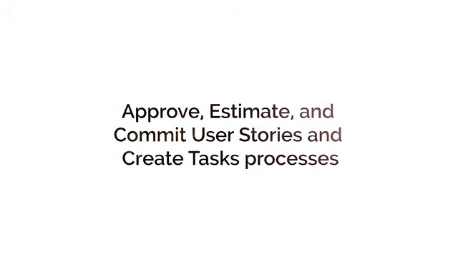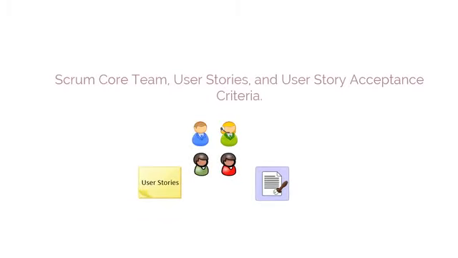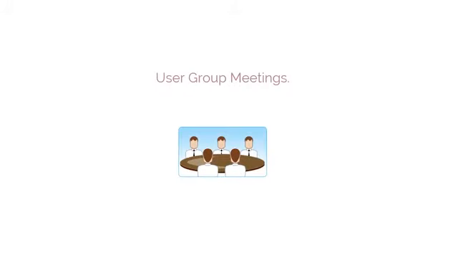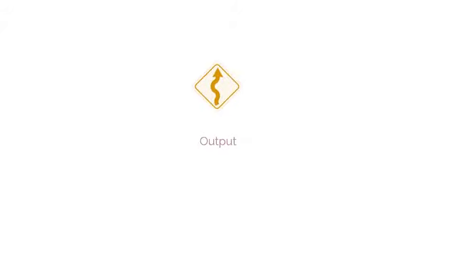Now let's look at the mandatory inputs, tools, and outputs of the approve, estimate, and commit user stories process. The mandatory inputs are Scrum Core Team, user stories, and user story acceptance criteria. For a detailed explanation of these inputs, please refer to the discussion on these in the Create User Stories process. The tool that is to be mandatorily used as part of this process is User Group Meetings. For a detailed explanation of this tool, please refer to the discussion on it in the Create User Stories process. The mandatory output of this process is approved, estimated, and committed user stories.